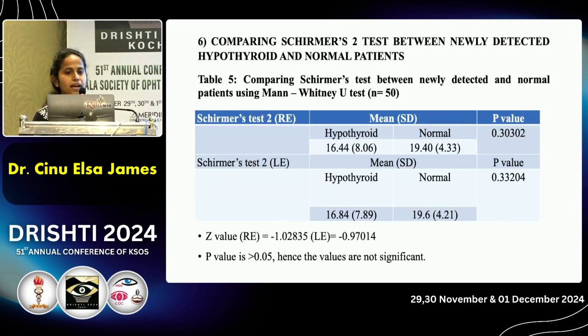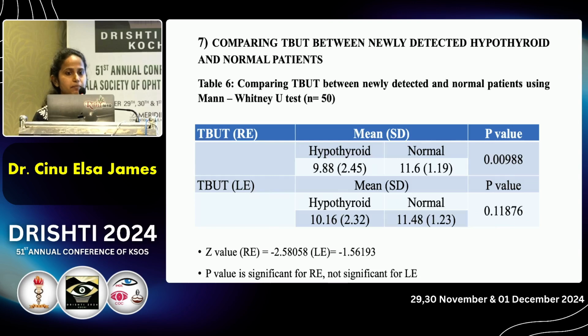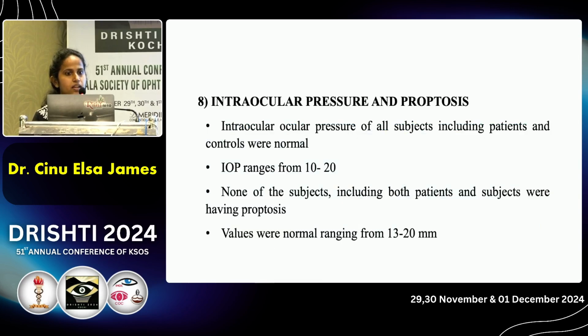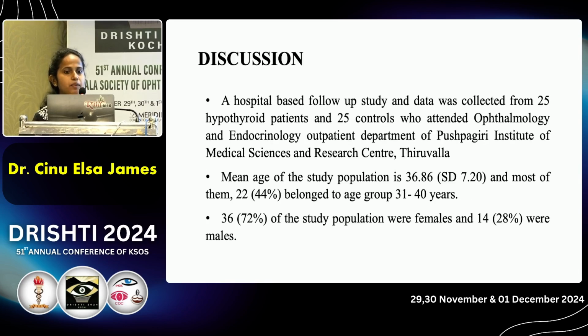When we compared the Schirmer's 2 test between the newly detected hypothyroid and normal patients, it was not found to be significant; the p-value was greater than 0.05. When we compared the TBUT between the newly detected hypothyroid patients and the normal patients, it was found to be significant. Intraocular pressure and proptosis, when we examined, were normal in both the control subjects and the thyroid patients.